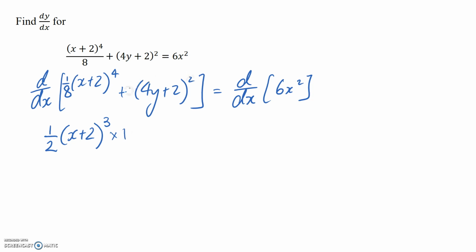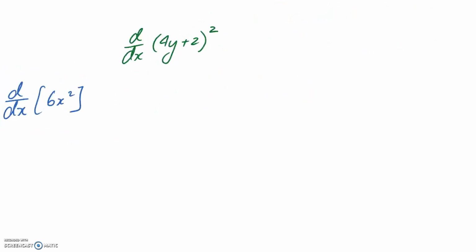Alright, so let's move on to the next term, which is the one with y in it, so it gets a little bit more tricky. Now I'm going to do this as just a bit of a sidestep to kind of explain the process, otherwise feel free to jump in and write it straight here. So we're looking for the derivative with respect to x of the (4y plus 2) squared. Alright, I've just copied this out and put it inside the bracket.